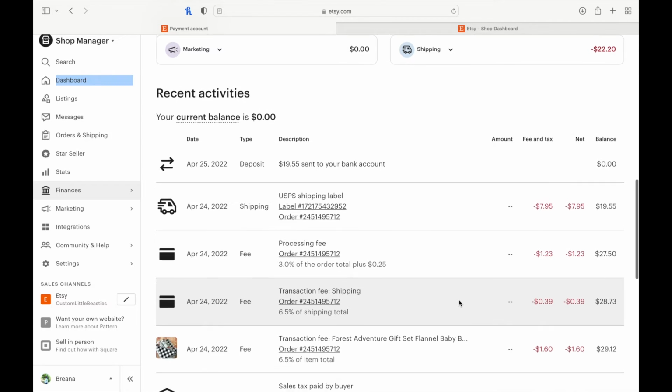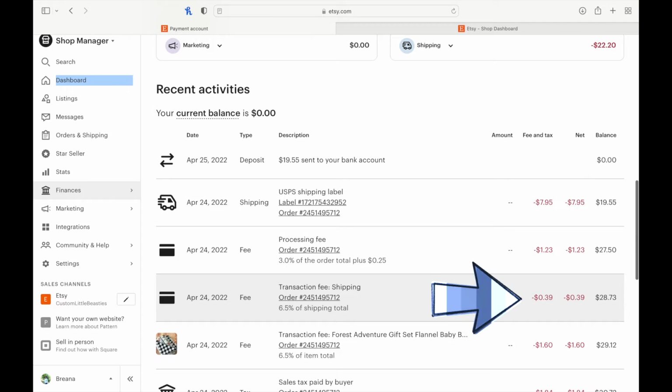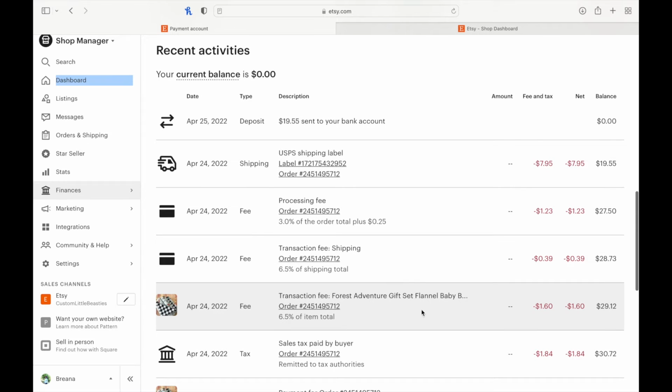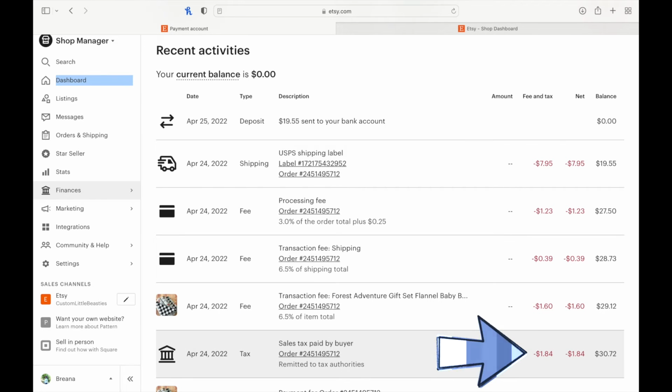After that, we have a transaction fee for shipping. This one is 39 cents, which is 6.5% of the shipping total. Another fee that Etsy has is their total transaction fee for this item, which is 6.5% of the total, which is $1.60. Next up is the sales tax, which was $1.84 for this listing.